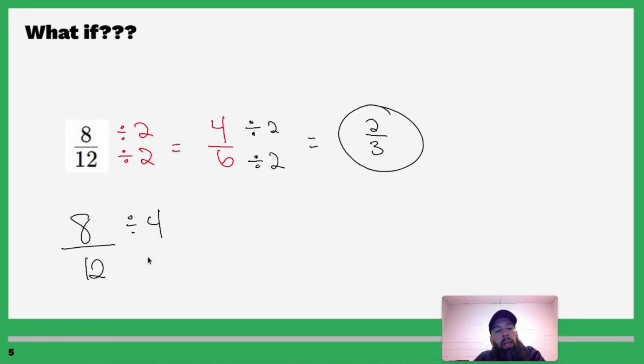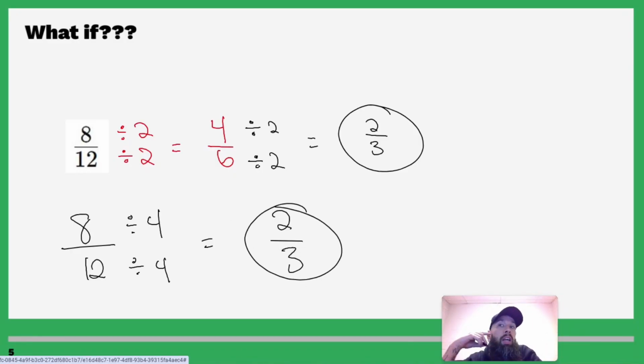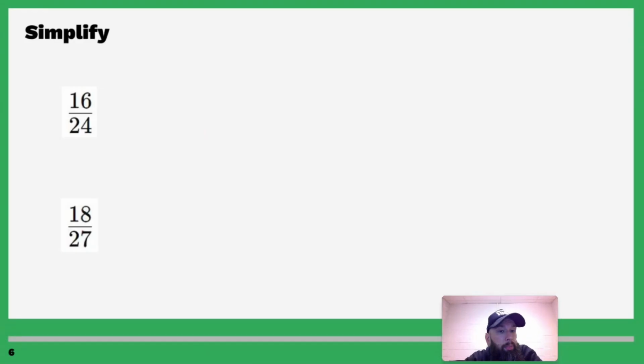I could divide 4 from 8, and I could divide 4 from 12. And when I do that, I get 8 divided by 4 is 2, 12 divided by 4 is 3. So it's faster if you just try to figure out the largest number that you could divide both numbers by. And if we make a mistake and notice we can keep going, then let's just keep going. It is what it is.